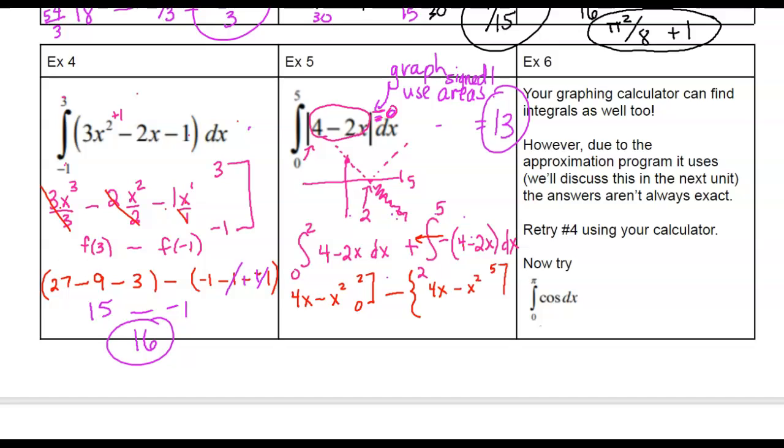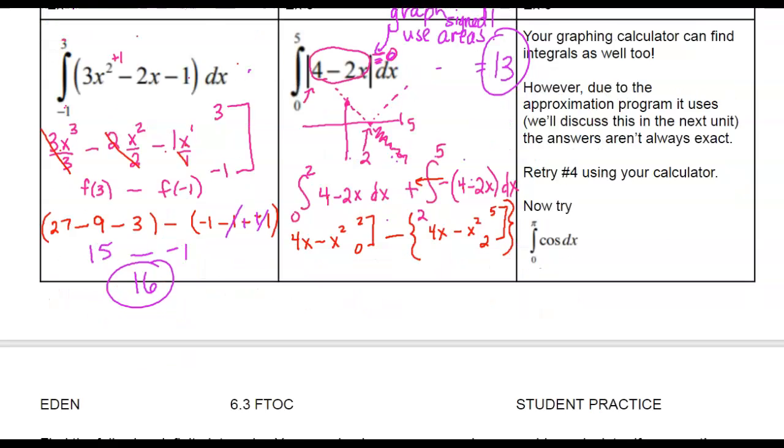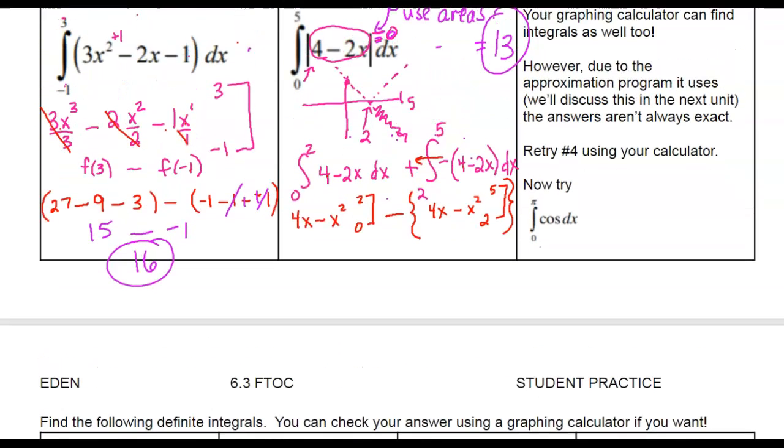From 5 to 2. Okay. I know there's lots of options. I could have distributed the negative, kept it as a plus. There's lots of things to do. So remember, this is f of 2 minus f of 0.